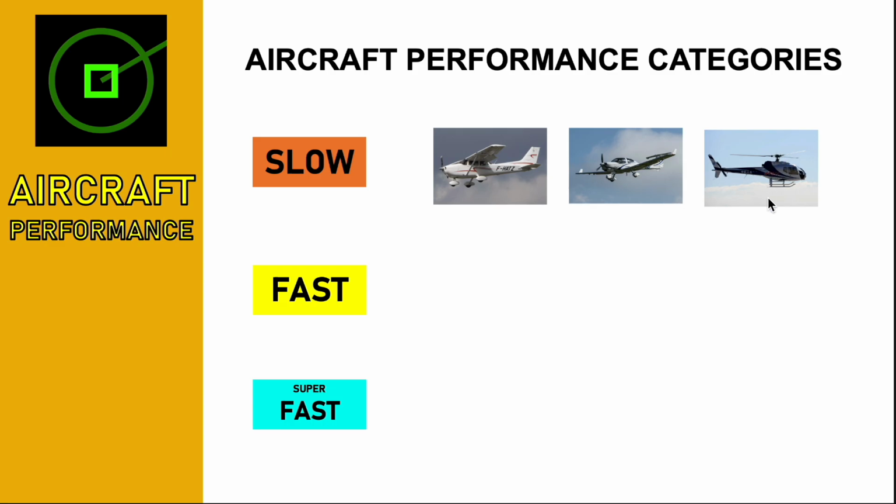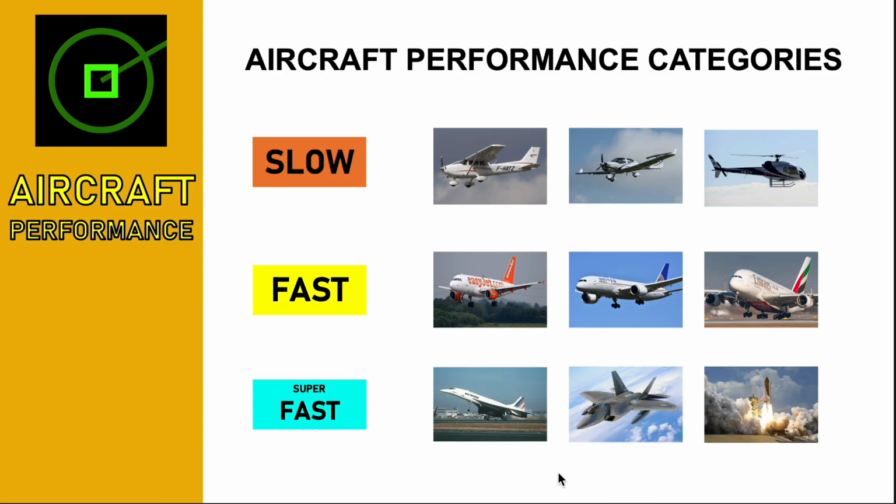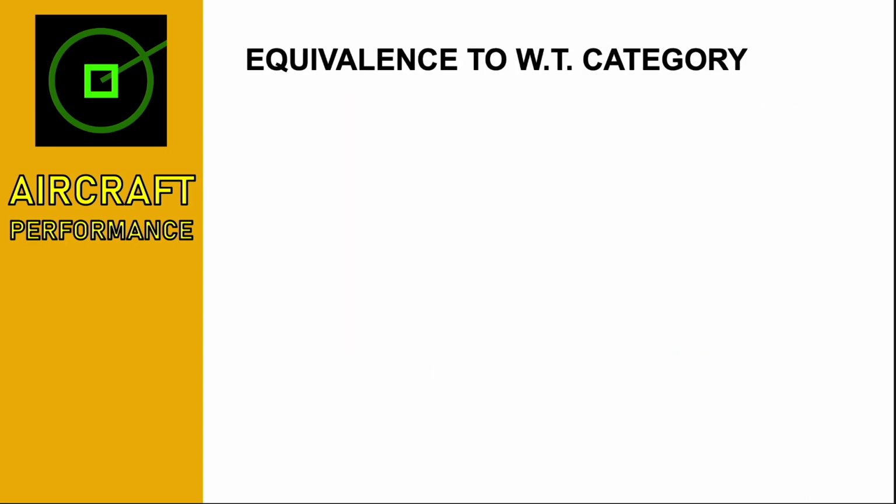The helicopter is considered as slow traffic. Then you have a fast one, which is the other airliners. And then you have the super fast ones, which are the jets, in this case the Concorde, which is not in use today. And you have spaceships. But in this case, because we don't deal with these ones, we're going to focus only on the slow and the fast.